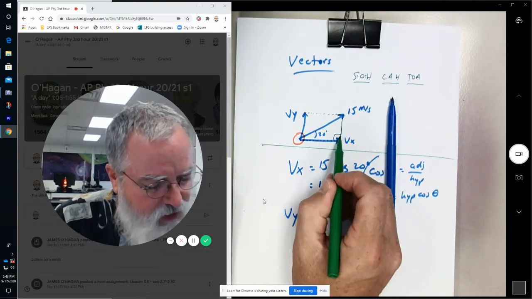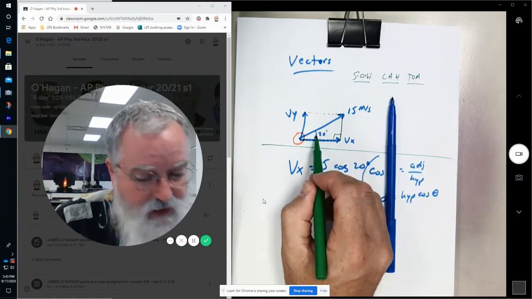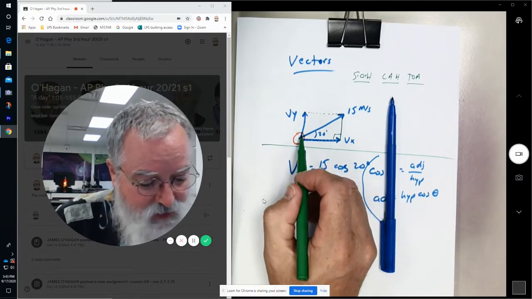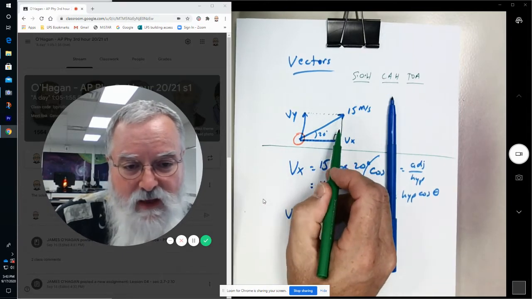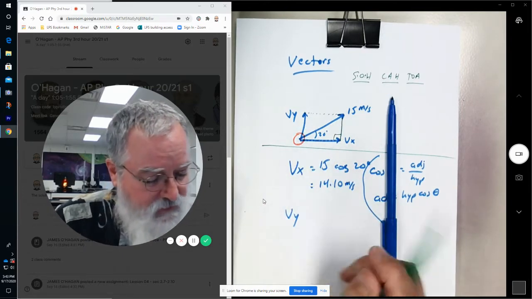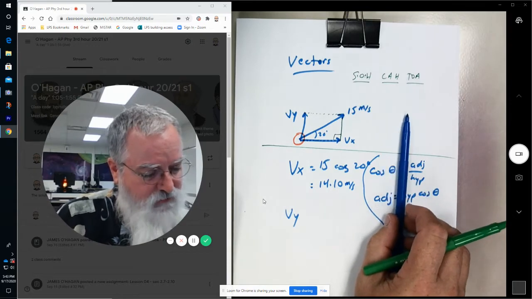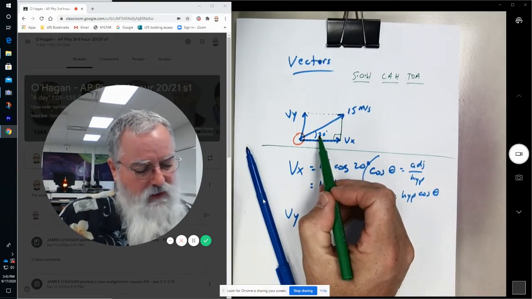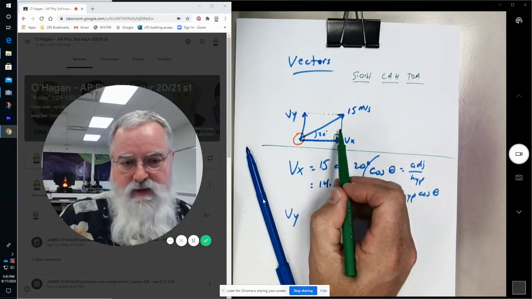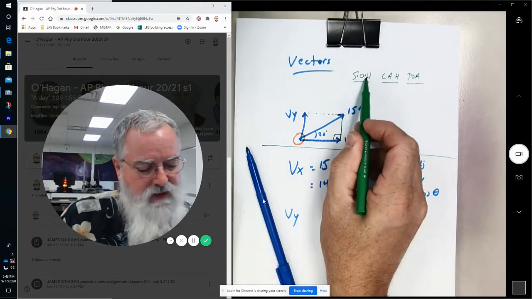So this side of the rectangle, the opposite side of the angle, is the exact same as what we're trying to find here, this velocity in the y. So if I can find this opposite side, I've got it. All right, so which one of our trig functions hooks up angle, hypotenuse, and opposite side? The sine is the opposite divided by hypotenuse.